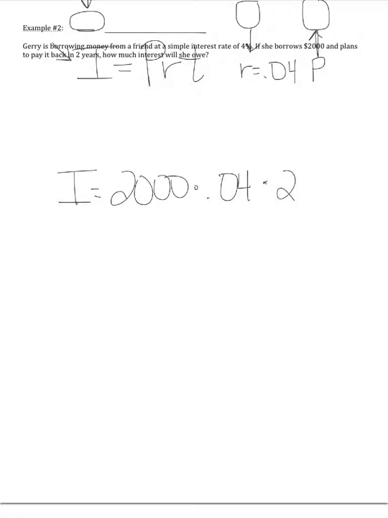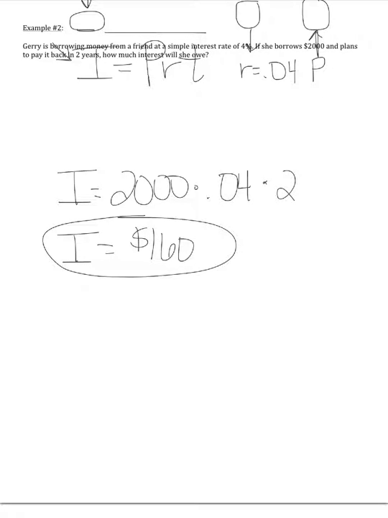Punching all that into a calculator, I end up with I equals $160. Notice I labeled it with dollars because that would be the amount of money that she ends up paying her friend for borrowing it. So not only will she have to pay back the $2,000, but also $160 just for letting her use the money during the 2-year time.